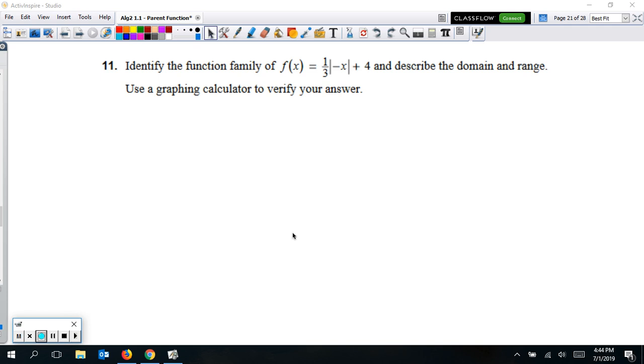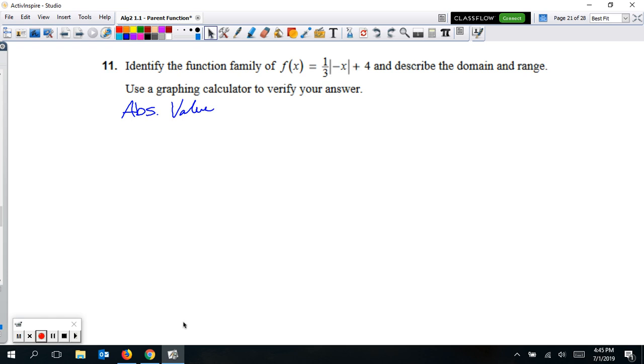Okay, we just have a couple more problems. It's number 11: identify the function family here, describe the domain and range, and use a graphing calculator to verify your answer. So just the function family, we can see the absolute value symbols. That's a dead giveaway that it's an absolute value function, so write that down. As far as the domain and the range, you might want to look at the graph, so you can go to a graphing calculator to do this. It says verify with the graphing calculator.